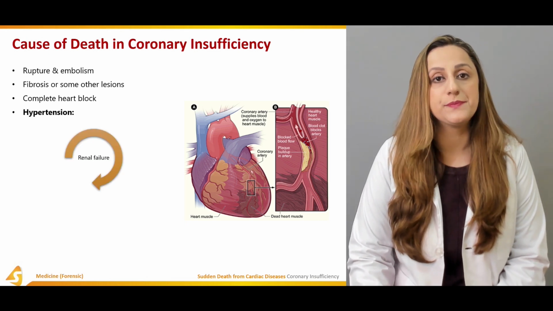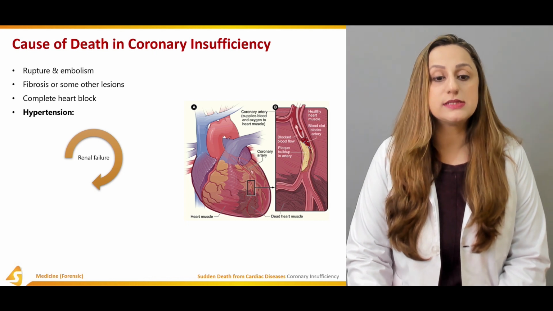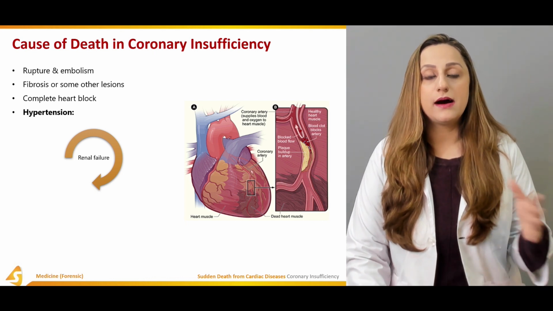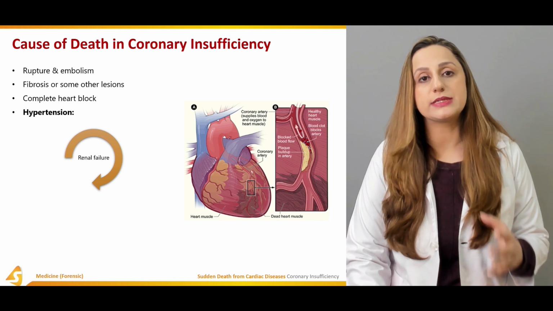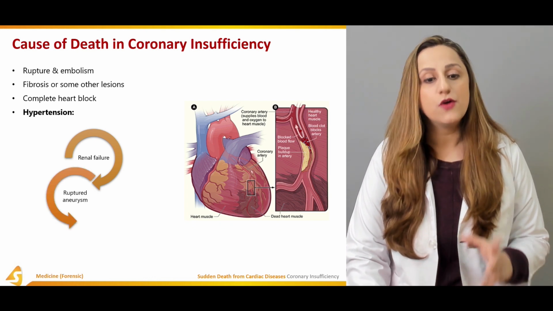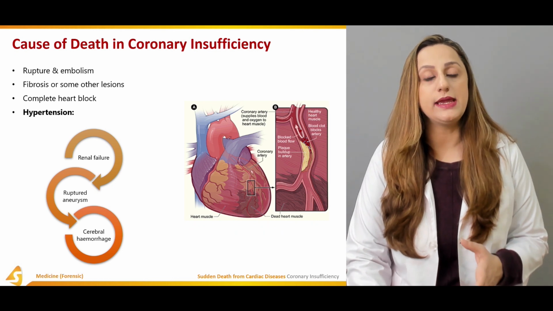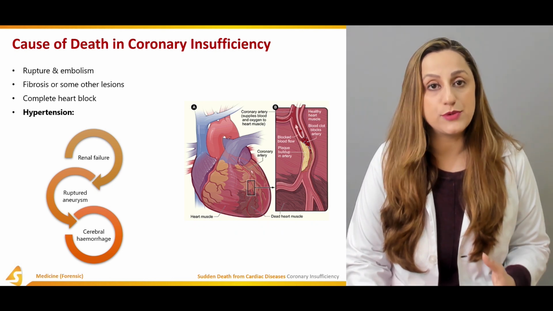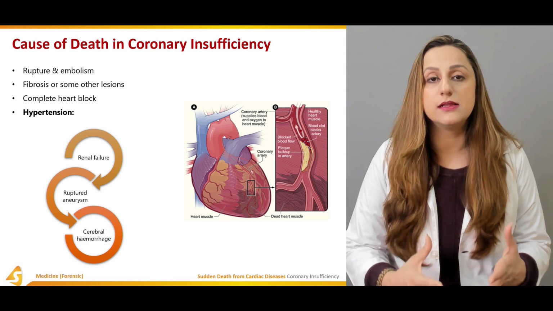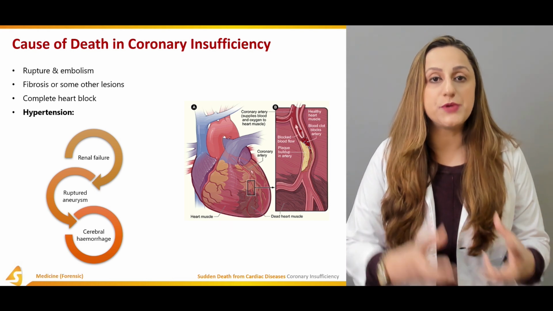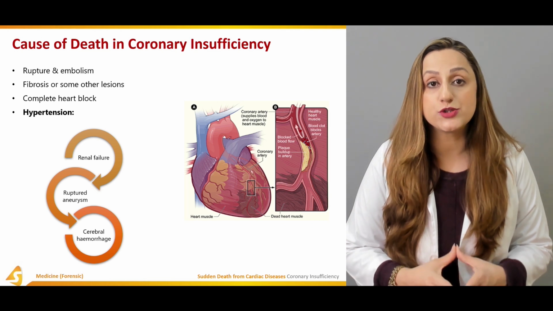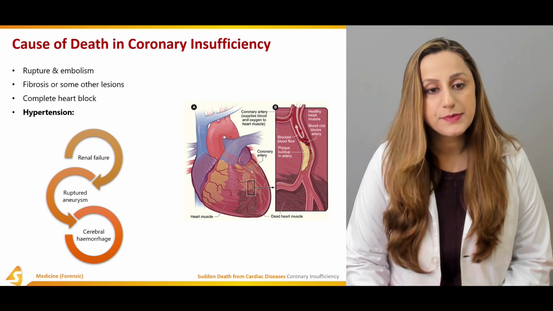The hypertension is one of the complications that is going to basically ensue into a vicious cycle of renal failure, followed by the ruptured aneurysms, and that is going to eventually cause the cerebral hemorrhages. So it's the vicious cycle. The kidneys, the liver, the brain, all of these vital organs are going to be involved subsequently.